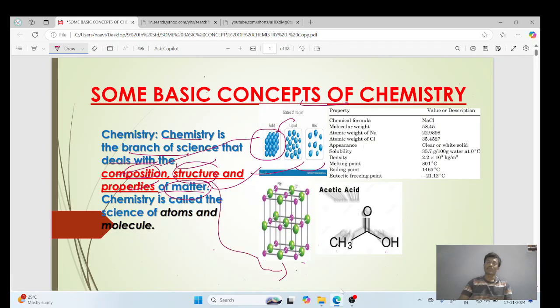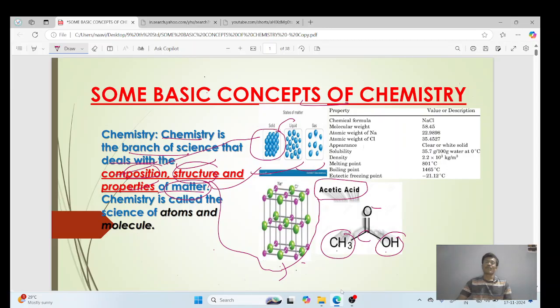Structurally, each compound has a specific structure. Here is one example, which is called acetic acid. In acetic acid there is a CH3 group and an OH group attached to the carbon, and this carbon is attached by a double bond to an oxygen. So every compound has its own structure.